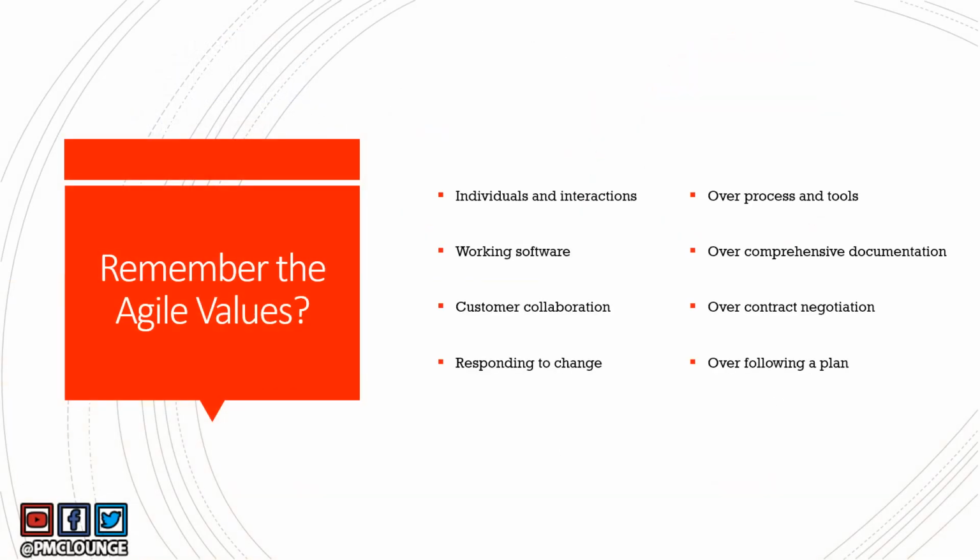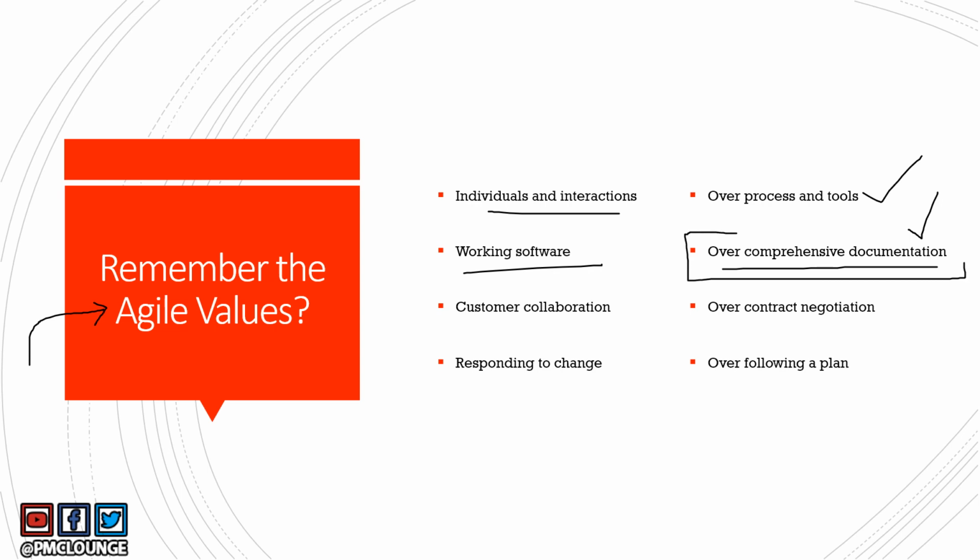So I just mentioned that Agile values comprehensive documentation more, and I hope you recall the Agile values. Individuals and interactions over process and tools, working software over comprehensive documentation. And this is where the entire question actually emanates from. Just because one of the agile values says that working software is more important or is valued over comprehensive documentation, this does not mean that there's no value in comprehensive documentation.